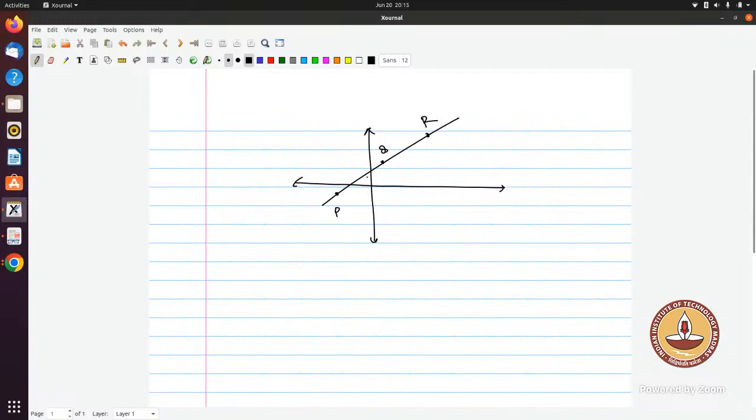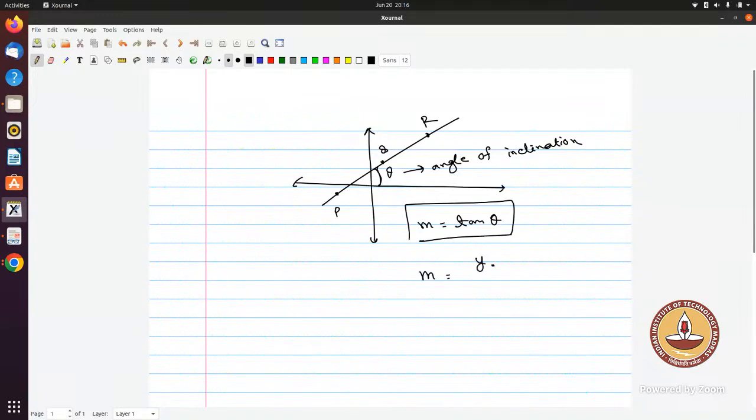Okay. So basically in terms of the angle, every straight line makes some angle with the positive direction of the x-axis, right? We call this the angle of inclination. So slope is basically tan of that, tan theta. This is slope, which is nothing but, if I take 2 points on the straight line, the difference between y and the difference between x. That is the slope in the case of a straight line.